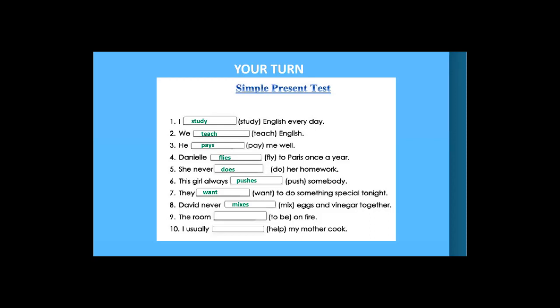Okay. So number 9, the room. Okay. And then we've got the verb to be. And remember we talked about two common irregular verbs. So what do we do with this sentence? So the room, again, is singular, the room.